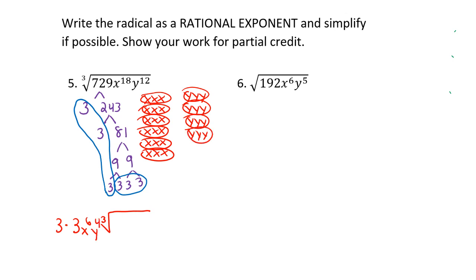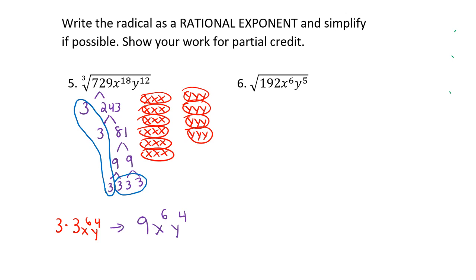Now you'll notice in this problem that I didn't have any y's left over, or any x's, or even any numbers left over. Everything got circled. So the radical is now gone. So my answer is simply going to be 9x to the 6th, y to the 4th.